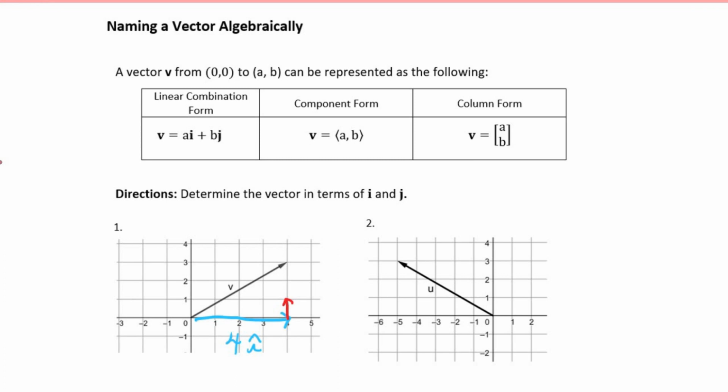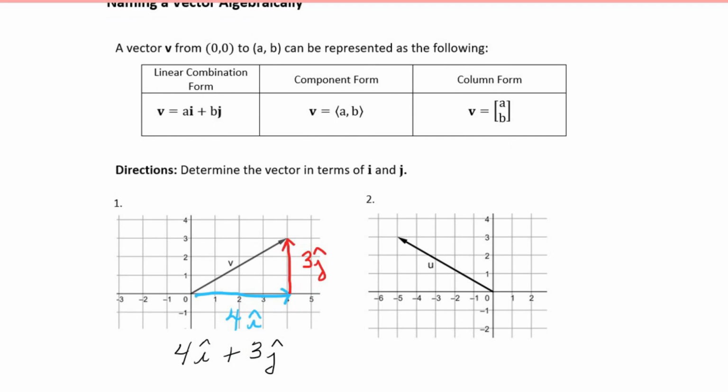And I can do a similar thing with the vertical vector j. There's the unit vector, and there's the vector multiplied by 3. So that vector can be represented by 4i plus 3j. And there's my answer for problem 2. And you can see with problem 2, my x coordinate was negative, so my scalar was negative for my i vector.